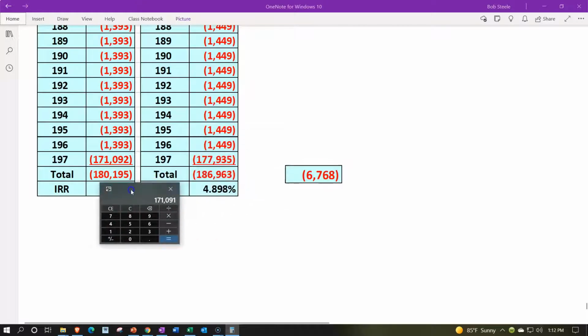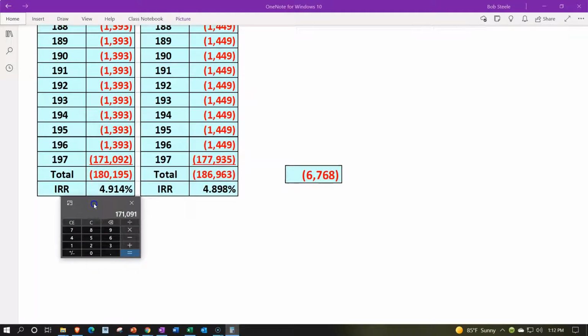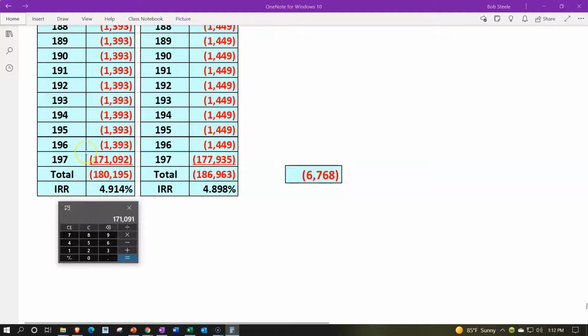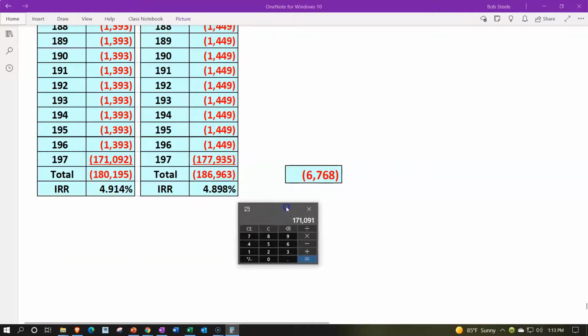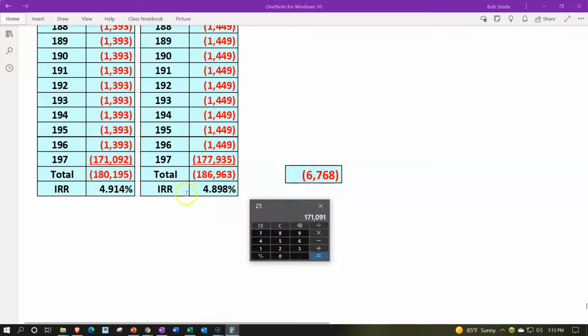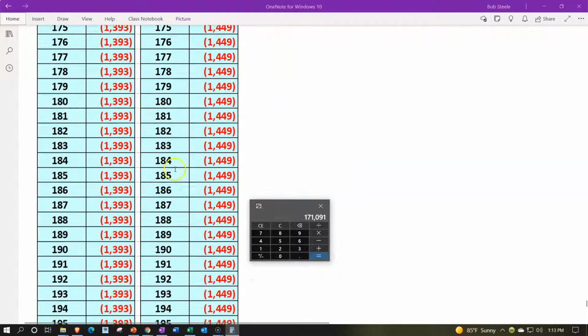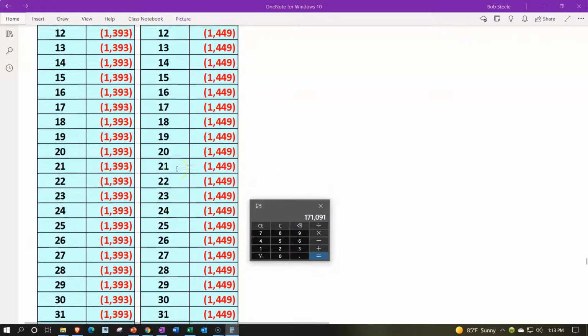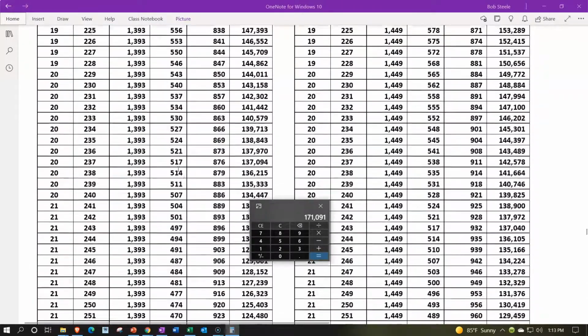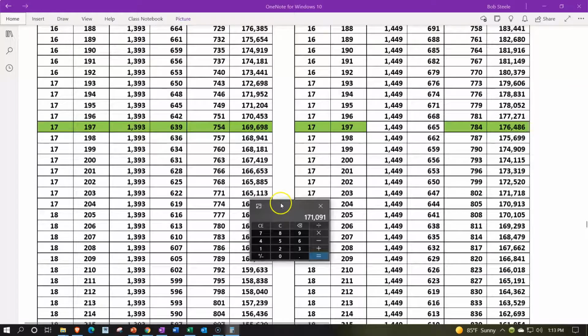So if we summed it up, we get the 180,195, and the IRR, the rate at which this series of payments would be zero, comes out to the 4.914. Then if we did this same calculation for the second item here, for the second option, we're looking for the 197 payment again. 197 payment for the second amortization table is right there.